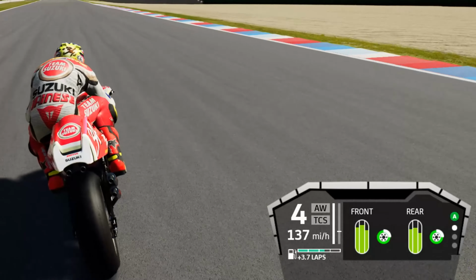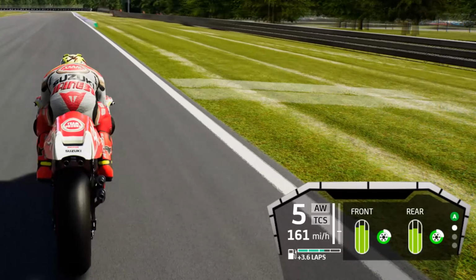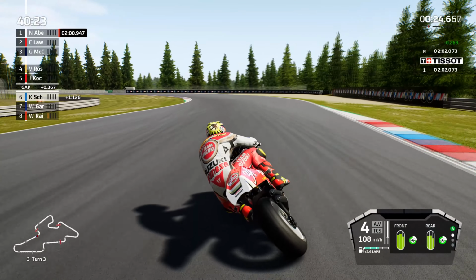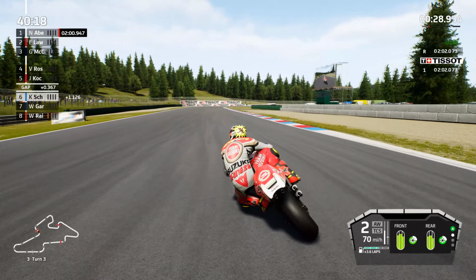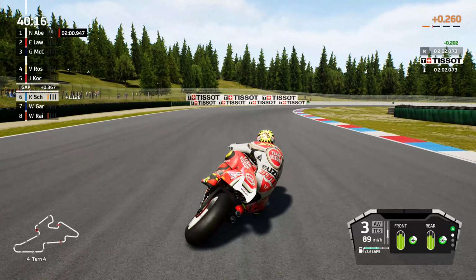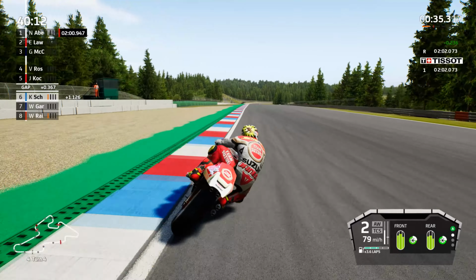It's more or less very similar, but with these bikes it does feel like you have to be that extra bit sensitive just to ensure that you don't accelerate too much and launch yourself off the motorcycle, because let me tell you, it is so easy to slide the motorcycle and kick yourself off the bike if you're not careful with these 500cc machines.